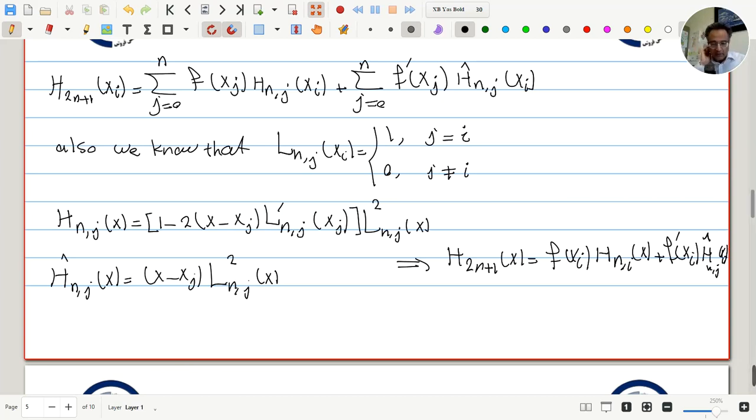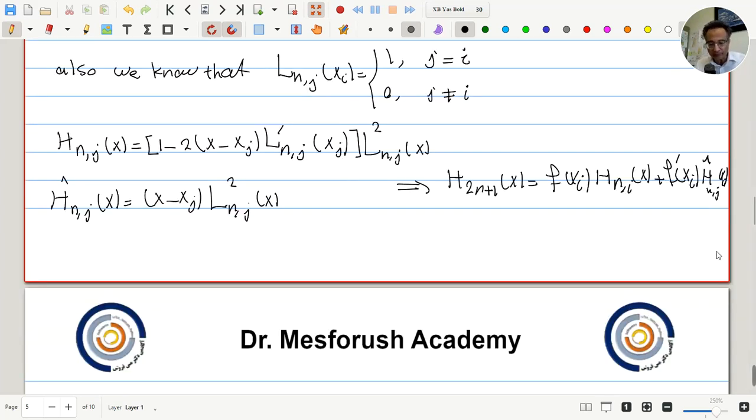Okay, so now we have to compute this term, and this term. Let me compute these two terms.